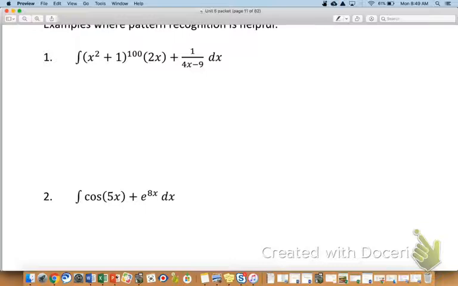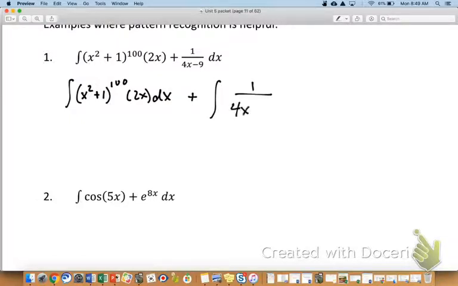When I have the antiderivative of a sum, do you remember that sometimes, and this is going to be one of those cases, it's best to split it up into two separate antiderivatives? So I'm going to do that first. I'm just going to say antiderivative of (x squared plus 1) to the 100th times 2x dx, plus the other one here, 1 over 4x minus 9 dx.